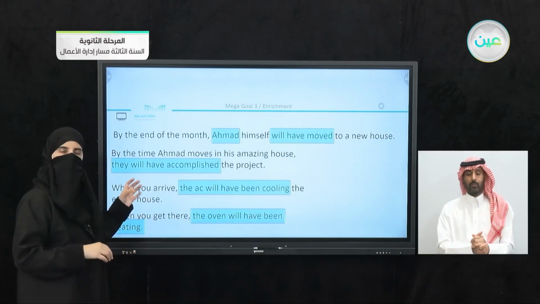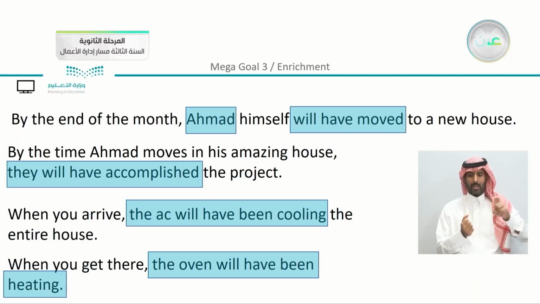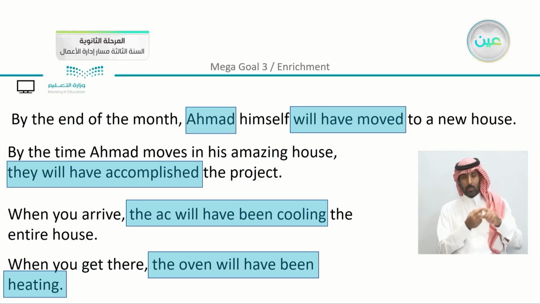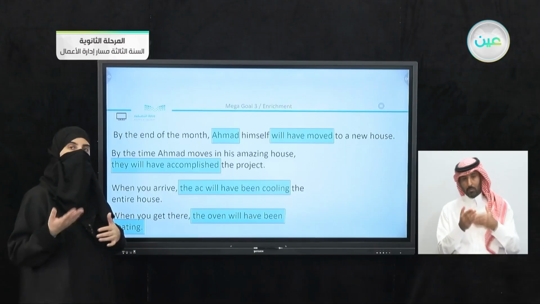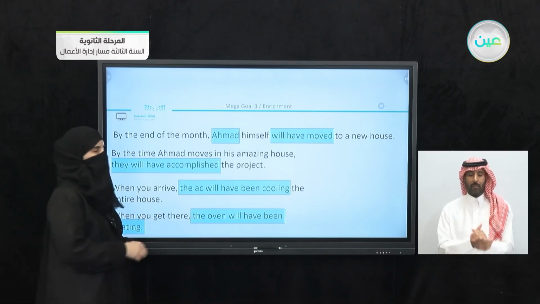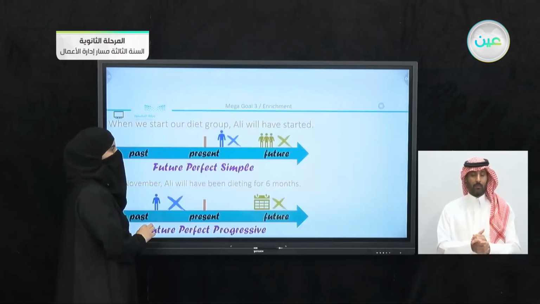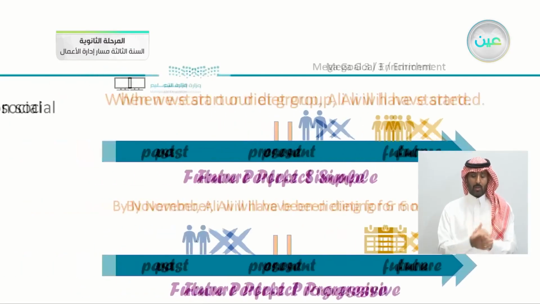Now, just to recall what are the examples that we have here, we said, for example, Ahmed himself will have moved. By the time Ahmed moves in his amazing house, they will have accomplished. The AC will have been cooling, and we have the last one, the oven will have been heating. So you can see that we have here the future perfect simple, and we have the future perfect progressive in the other two sentences. Now we showed the difference between the two structures, as we can see.